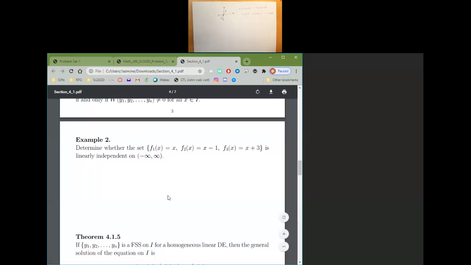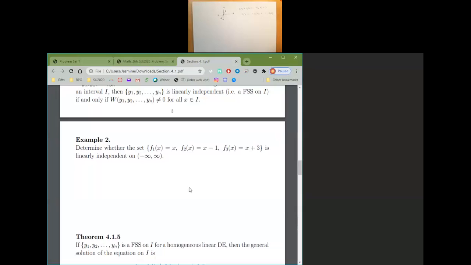So, for example, example 2: determine whether the set x, x minus 1, and x plus 3 is linearly independent on the entire real line. So this is not talking about any kind of differential equation. This is strictly saying, are these objects linearly independent?